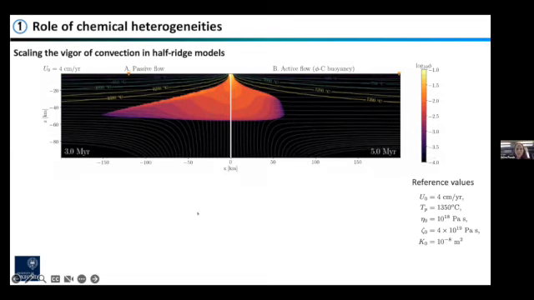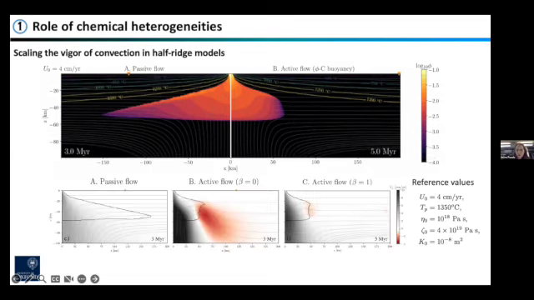But since we're talking about buoyancy-driven flow, we also want to look at the vigor of convection. And here I'm showing maps of the vertical component of velocity. And we can clearly see that in cases of active flow, for different values of beta, there is a stronger upwelling component, including a fairly large component of downwelling at the tip of the melting region.